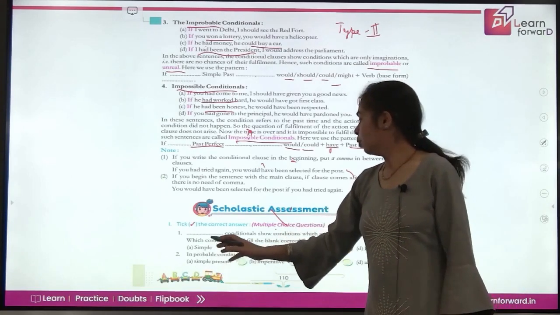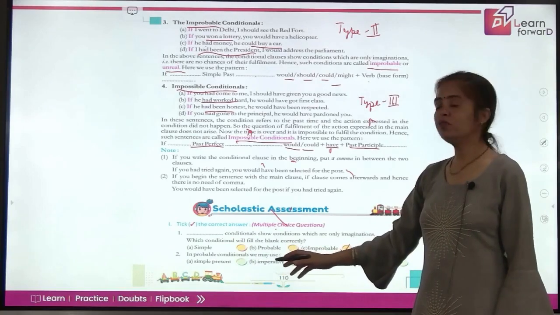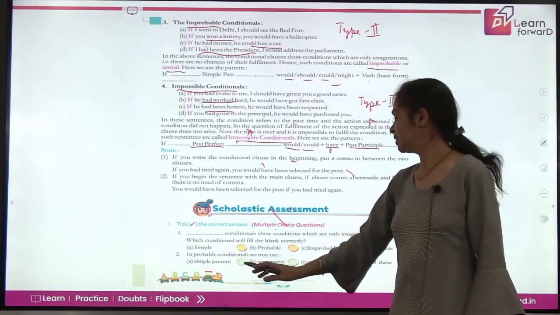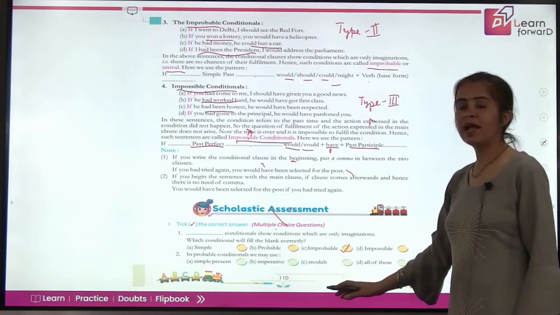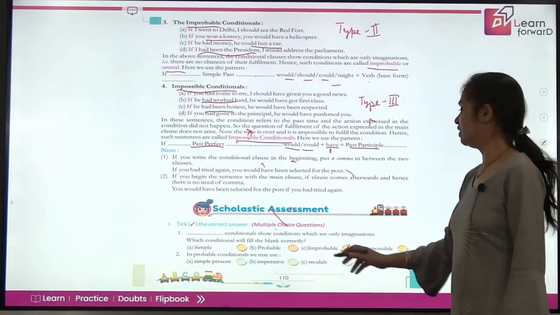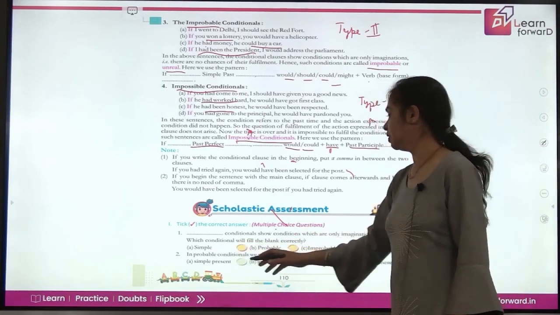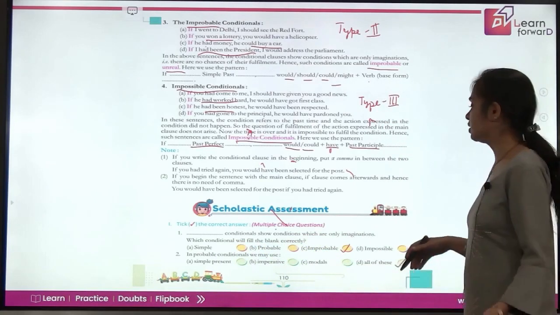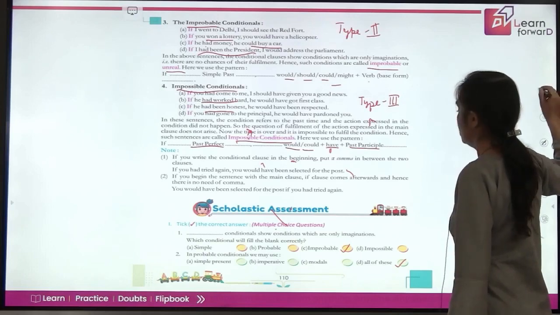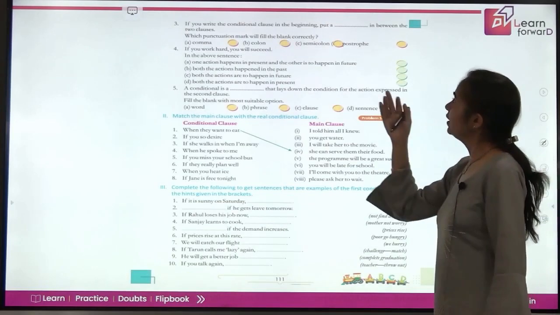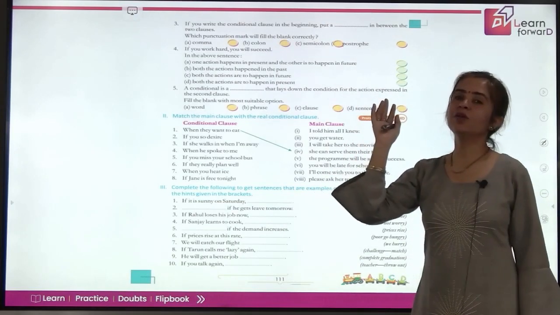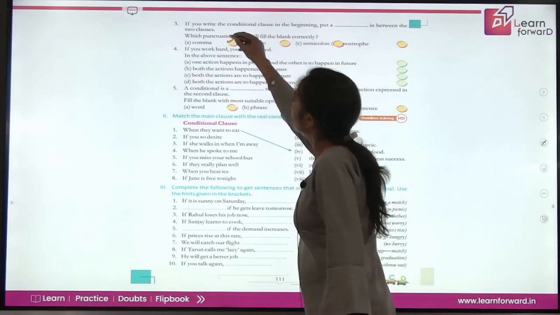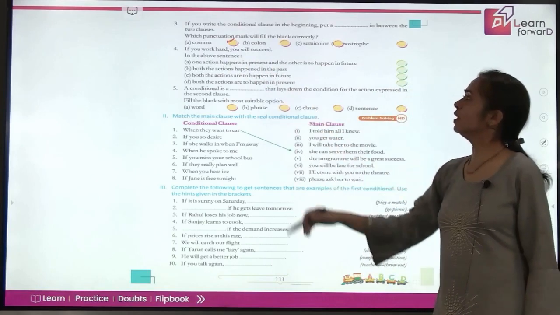In probable conditionals, what do we may use? Simple present, imperatives, modals, or all of these? Yes, we learned that in probable conditionals, we may use any of these. In place of simple present tense, you can also use imperatives or modals. Now, if you write the conditional clause in the beginning, how do you separate it? Using a comma, yes. If you work hard, you will succeed.